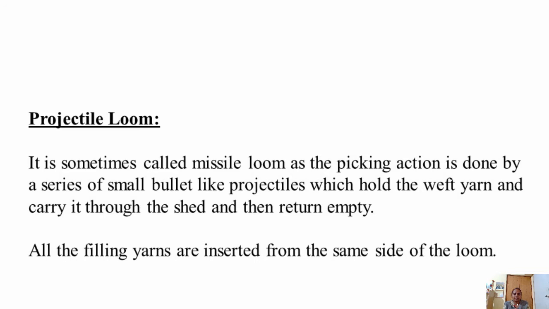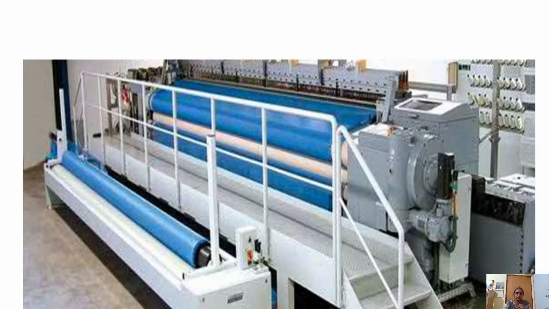All the filling yarns are inserted from the same side of the loom. So all the filling yarns, that is weft yarns, are inserted from one same side of the loom. This is the projectile loom. See, these are the bullets we are using to insert the weft yarns.